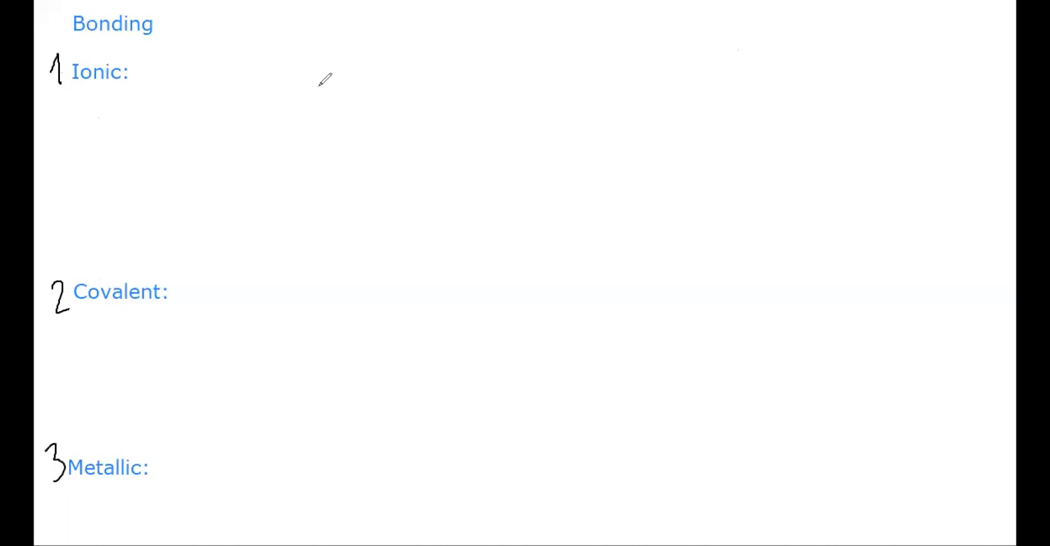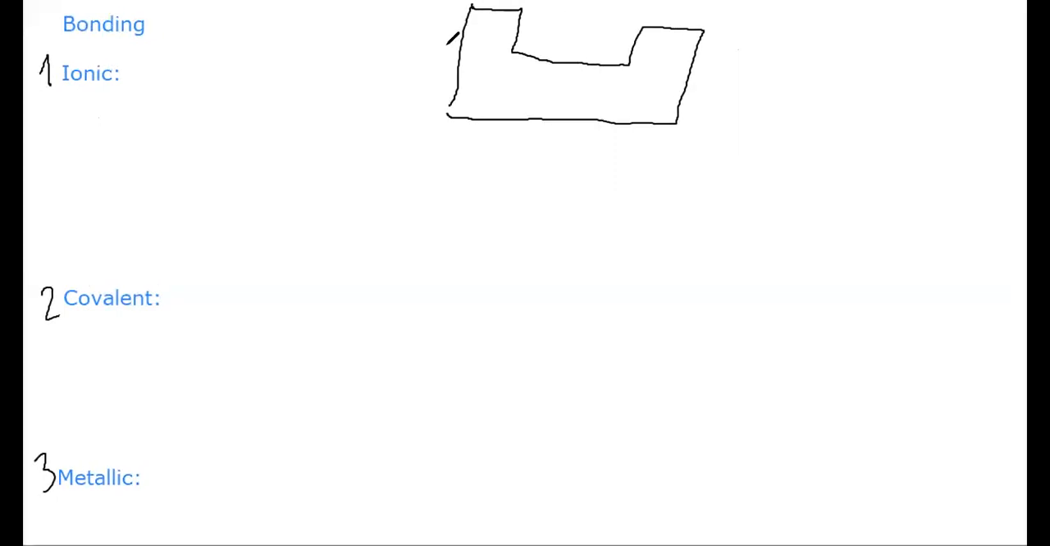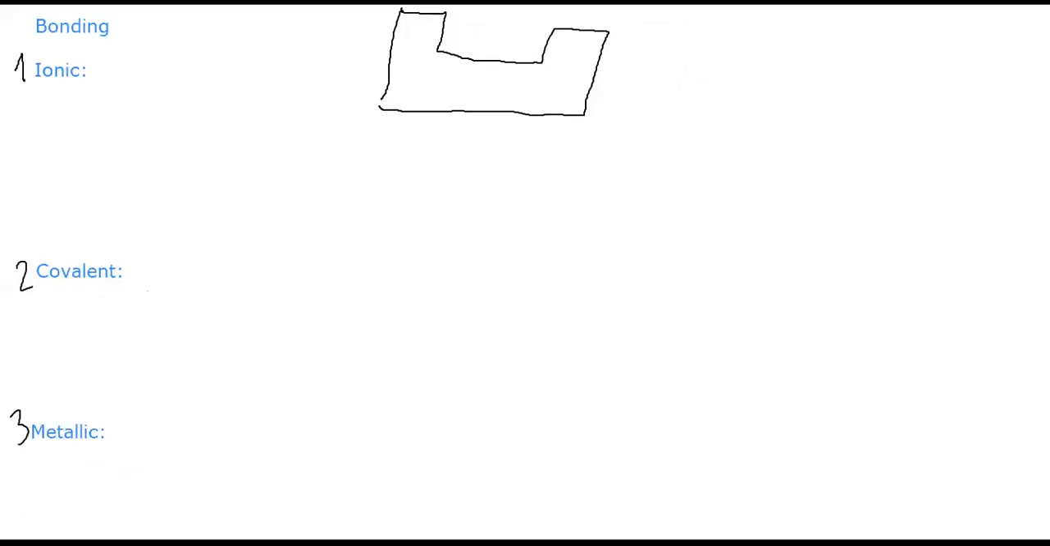When you see the periodic table, let me just write it here. When you see the periodic table like this, this is block S. Basically the periodic table is divided into four sections, so there will be four blocks.